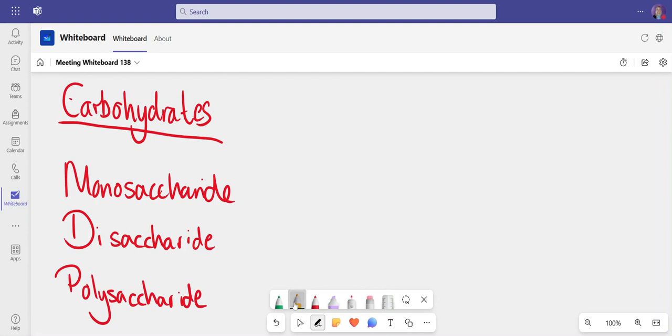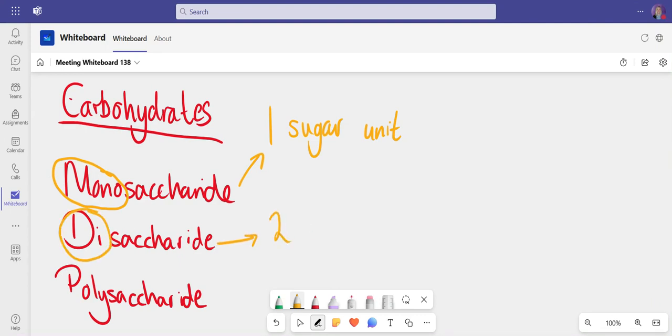So look at the prefixes on the words. Mono means one. So monosaccharides are made of one sugar unit. Okay. Disaccharides, di means two. So these are made of two sugar units joined together. And thirdly, poly means many. So these are made of many sugar units joined together.